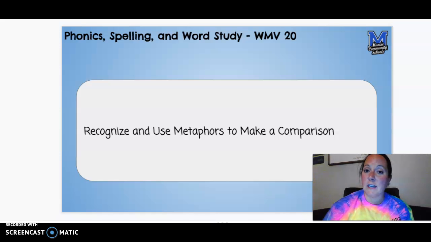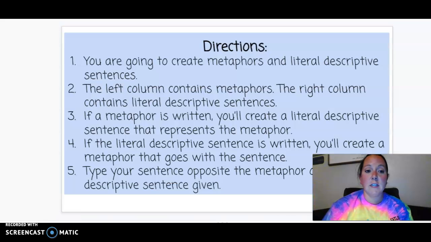Today during your phonics word study lesson, you talked about how metaphors are used to make comparisons. Remember that a metaphor compares two unlike things without using the words like or as. So today for your practice, you are going to create metaphors and also create literal descriptive sentences, which just means you're going to talk about what the sentence really means.